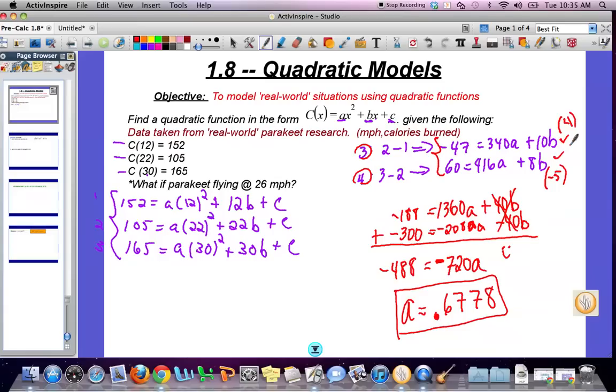I would say the first one because the numbers are smaller, but then I might say the second one because it starts out with a positive number. I don't know which one is easiest. We have a calculator, so it doesn't really matter. So I would use the first one, so I'll have negative 47 equals 340 times A.